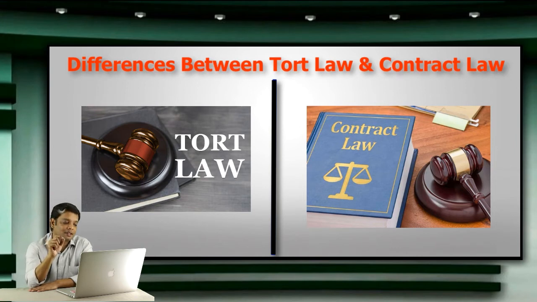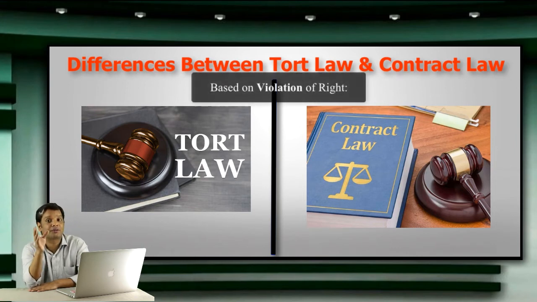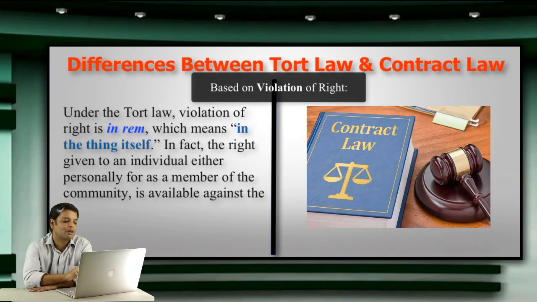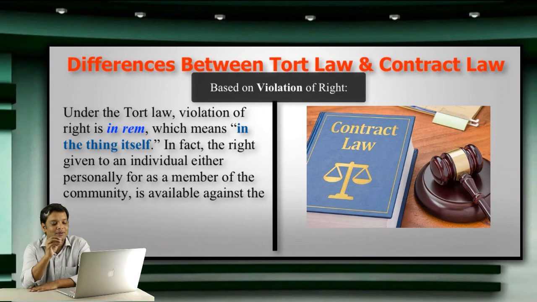So starting with the first point, that is based on violation of right. Under the tort law, violation of right is in rem, which means in the thing itself. In fact, the right given to an individual either personally or as a member of the community is available against the society at large. What does that mean? Specifically focus on in rem, which means in the thing itself.